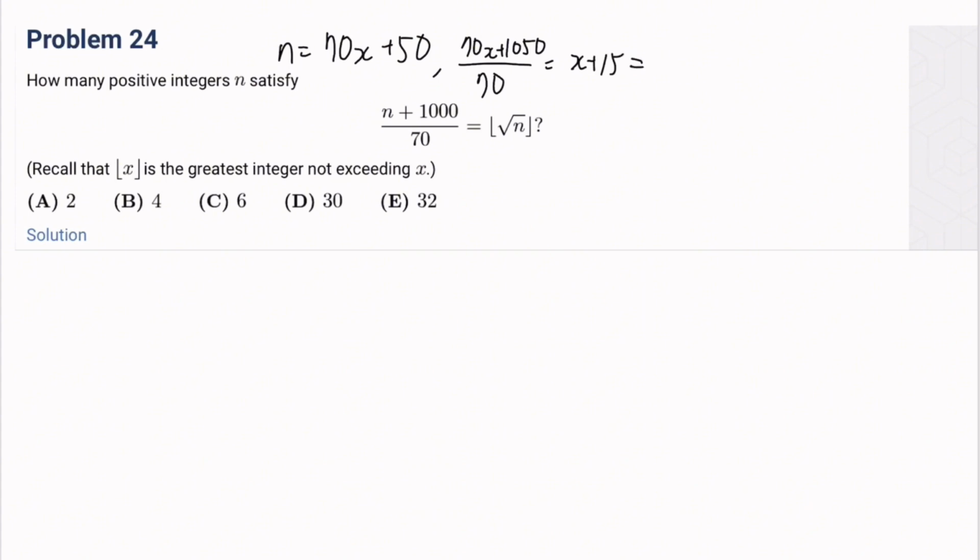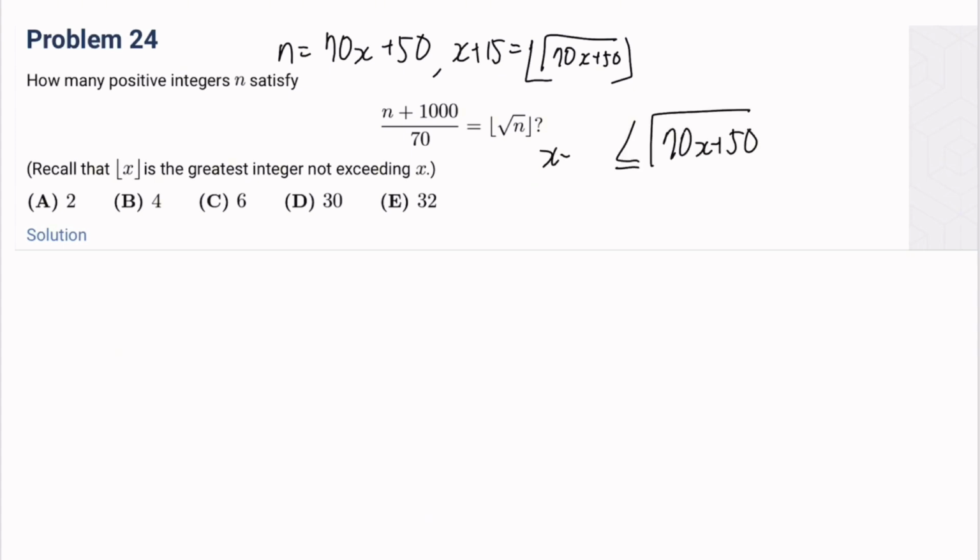So x plus 15 is the floor of root n, and the floor of x is the greatest integer that doesn't exceed x. This came up a lot before, so you should know this by now. So x plus 15 equals the floor of root n. But since n is just this, we can substitute n into root 70x plus 50. And since the floor of root 70x plus 50 is x plus 15, that means root 70x plus 50 is greater than or equal to x plus 15, but it's less than x plus 16.